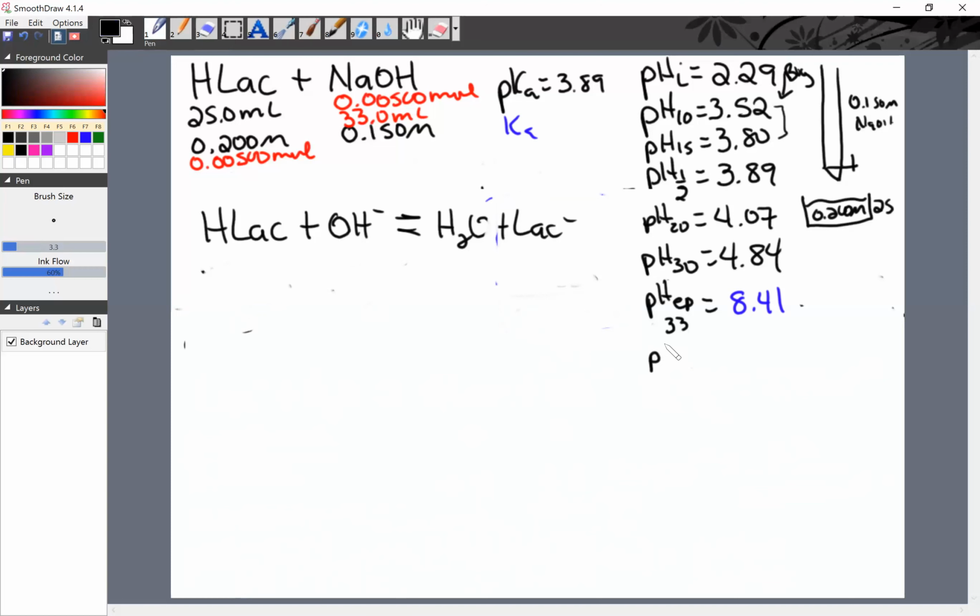Alright, so what is the pH at 38 mils? So I still start at 0.0050 moles of acid. And 38 milliliters is how many moles of sodium hydroxide? 0.0057. Do I have enough acid to sop up all that base? No. So I'm going to use all my acid.